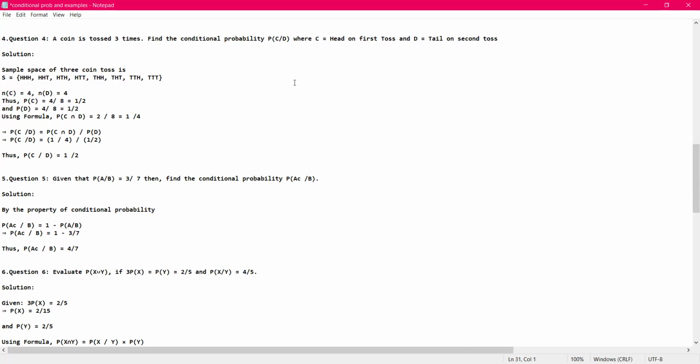Now I have to calculate the probability of head on first toss. So out of 8, there are 4. 4 by 8 equals 1 by 2. Likewise, the probability of tail on second toss equals 4 by 8, that equals 1 by 2.